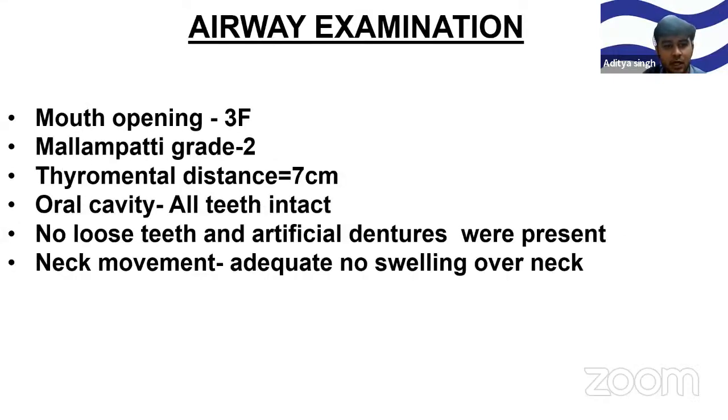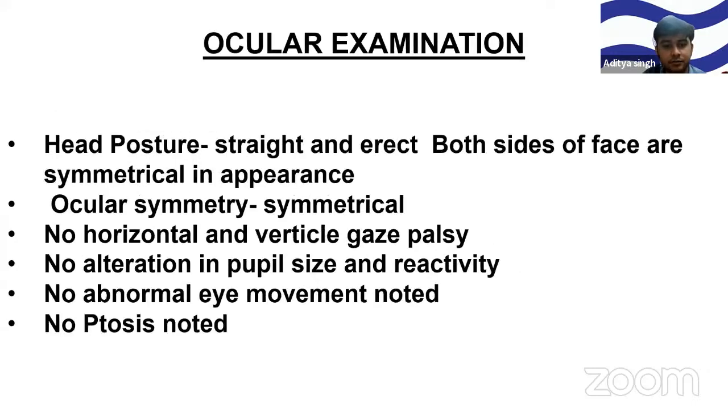Airway examination. Mouth opening was 3 finger, Mallampati grade 2, thyromental distance was 7 cm. In the oral cavity, all teeth were intact. There were no loose teeth or artificial dentures present. Neck movement was adequate with no swelling over the neck.